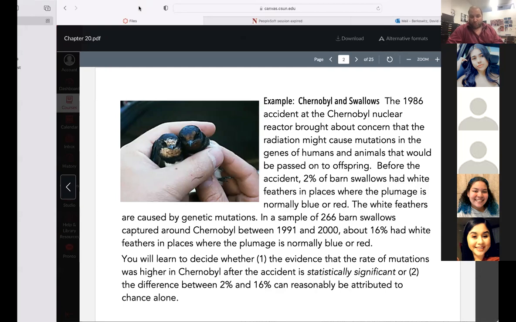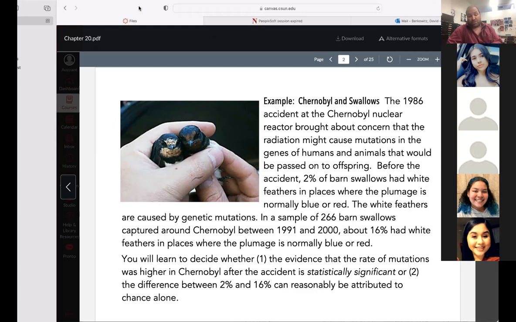Before the accident, 2% of barn swallows had white feathers in places where the plumage is normally blue or red. Why in general do they have white? That's a genetic mutation. That's just the way the universe is. Now, in a sample of 266 barn swallows captured around Chernobyl between 1991 and 2000, 16% had white feathers in places where the plumage is normally blue or red.